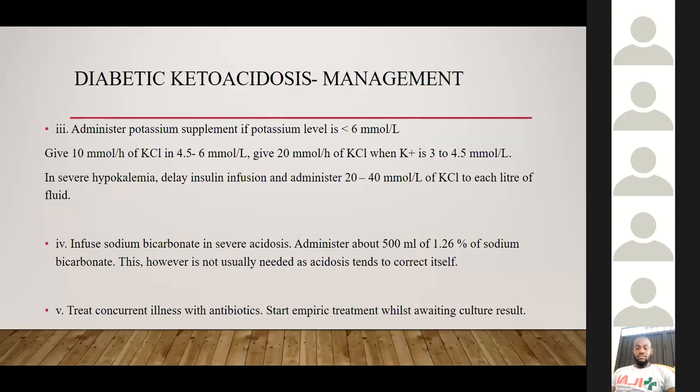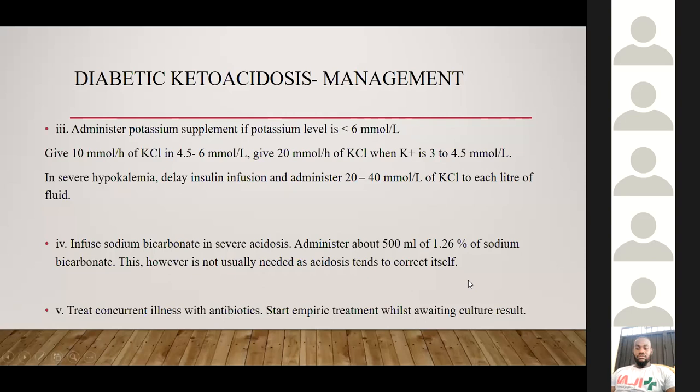If you have access to your electrolytes, BE and creatinine and all that, it helps you make a good judgment on when to administer insulin or not. Because insulin can be life-saving in reducing your sugars, but also it can be a death sentence by causing you to be hypokalemic. So we need to be careful.